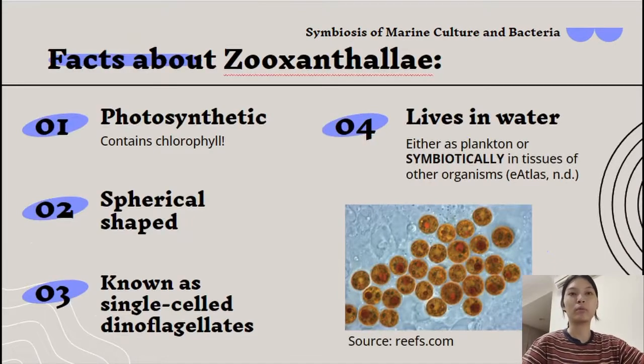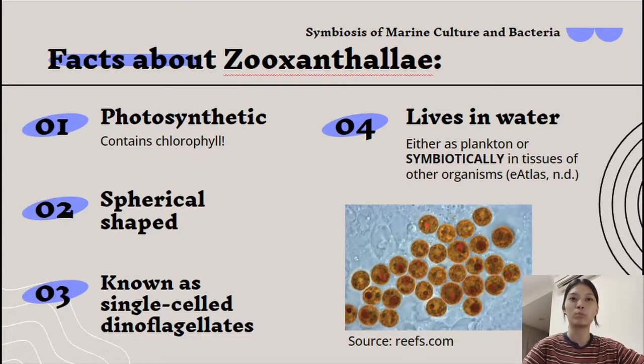Some simple facts about this microscopic algae are that they're photosynthetic, so they actually contain chlorophyll. As you can see in the picture on the bottom right corner, that's how they look under the microscope. They're spherical shaped and golden brown colored. The third fact about zooxanthellae is that they're also known as single-celled dinoflagellates because they are marine plankton.